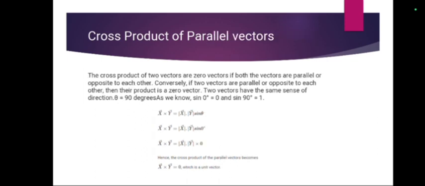Cross product of parallel vectors. The cross product of two vectors is a zero vector if both the vectors are parallel or opposite to each other. Conversely, if two vectors are parallel or opposite to each other, then their product is a zero vector. If two vectors have the same sense of direction, theta equal to 0 degrees. As we know, sin 0 equal to 0, sin 90 equal to 1. So x cross y equal to mod x into mod y into sin theta, that is equal to mod x into mod y into sin 0, that is equal to mod x into mod y into 0. Therefore, the cross product x cross y equal to 0, which is a zero vector.